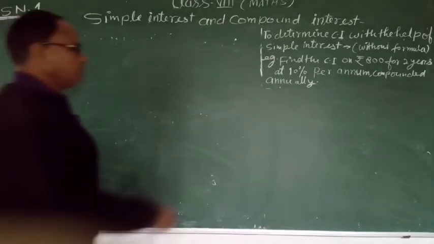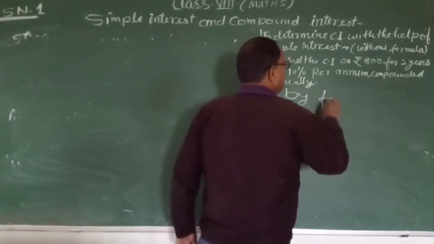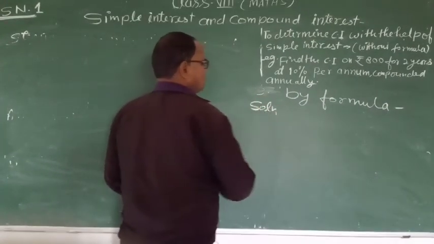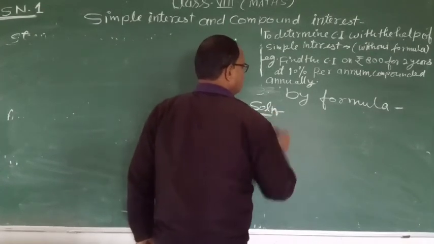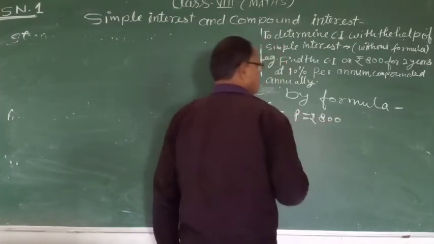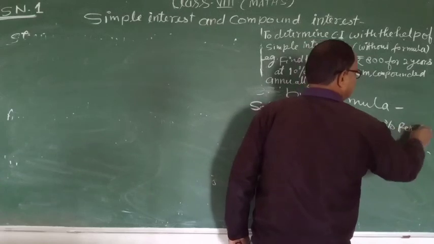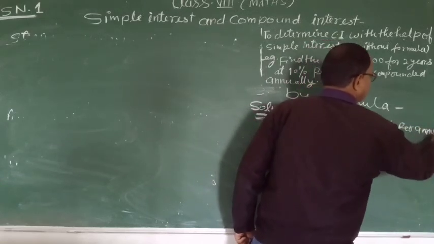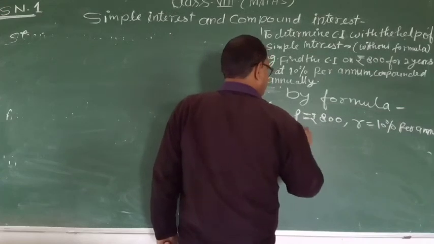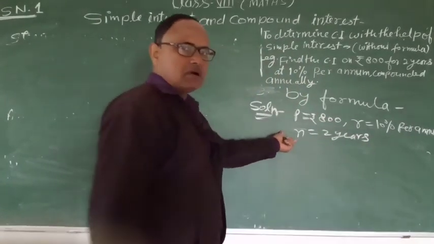Solve by formula. Here solution is equal to, here P is equal to 800 and rate is equal to 10% per annum, and time period N is equal to 2 years. N number of time.